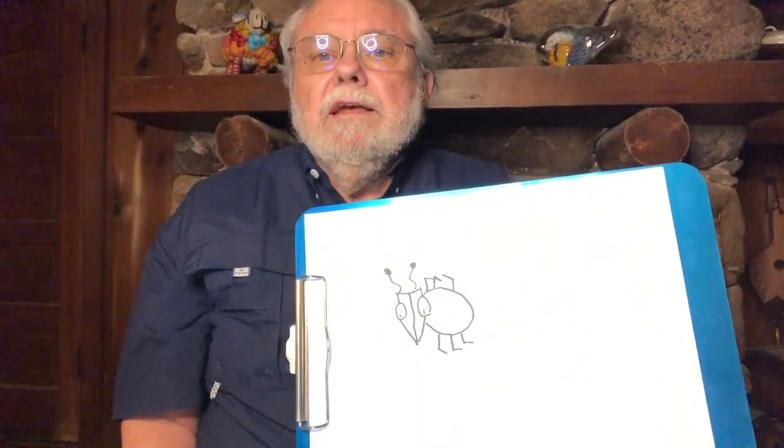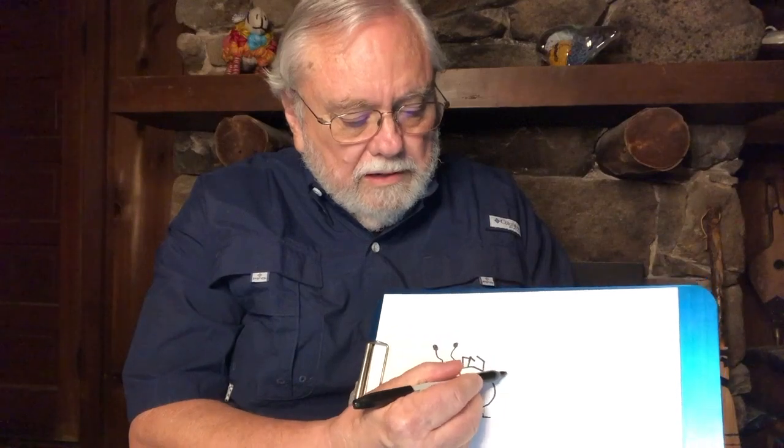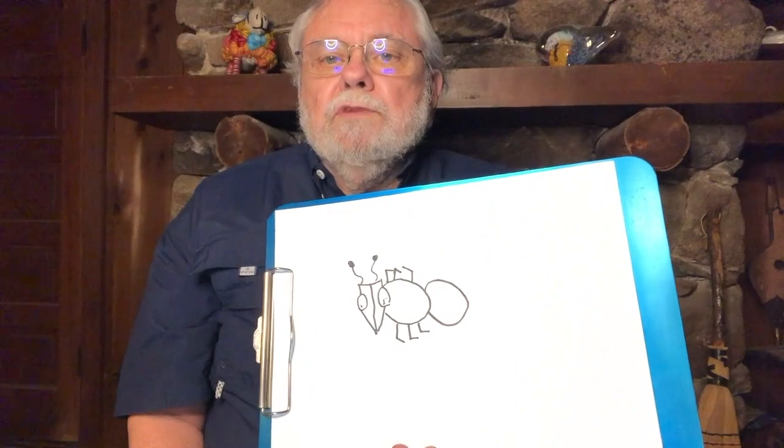And all insects have 6 legs. Its third body part is called the abdomen. And that's where it processes its food.